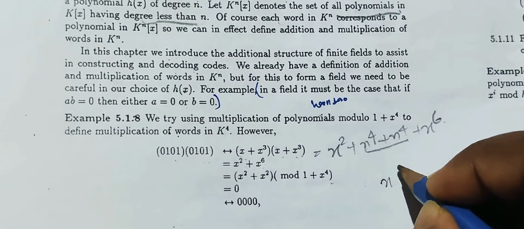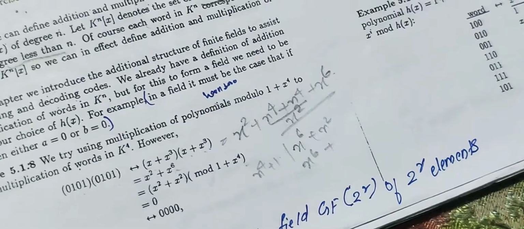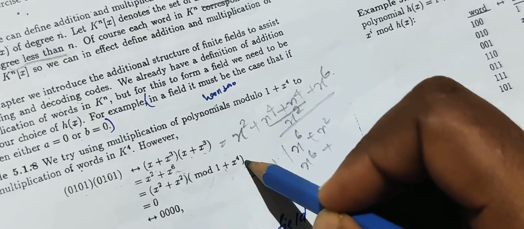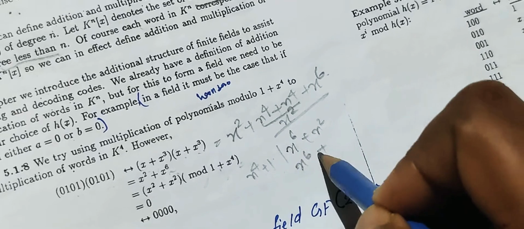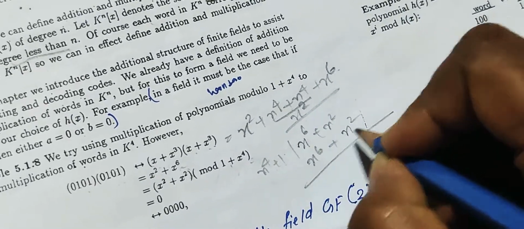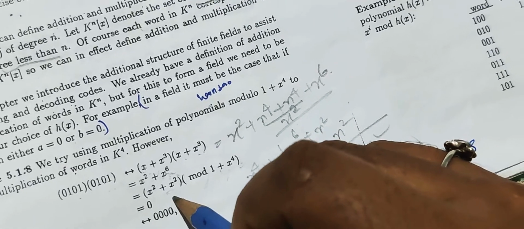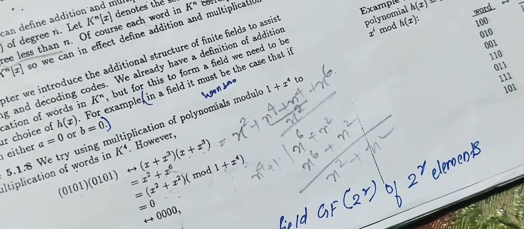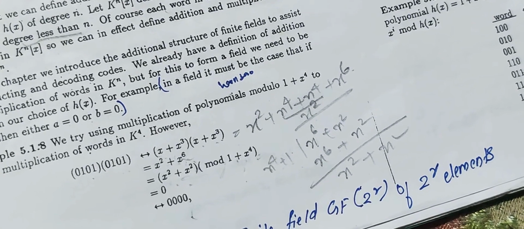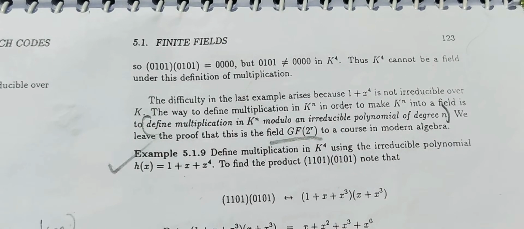So what is x square plus x raised to 6 modulo 1 plus x raised to 4? X raised to 6 plus x square, divided by x raised to 4 plus 1, we get x square plus x square. So x square plus x raised to 6 is congruent to x square plus x square mod 1 plus x raised to 4, which is 0. So 0101 is a non-zero element, but their product is 0. So in this case, A and B are non-zero elements, but AB is equal to 0.